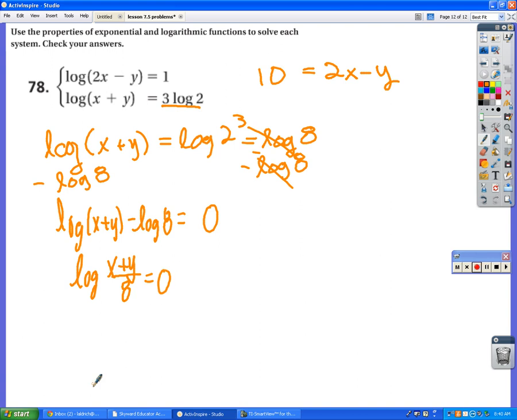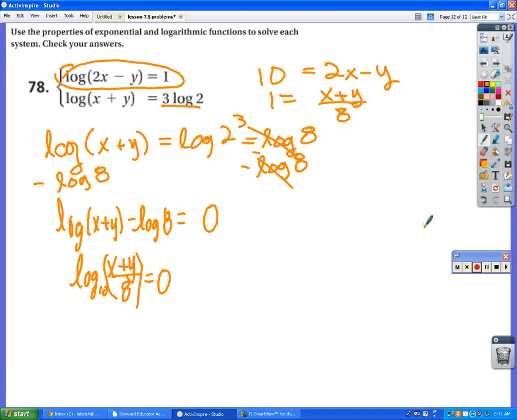And now that I have that reduced to a single log, what can I do? Do the 10 thing, because this is base 10. So I'm going to go this base number to this power. What's 10 to the 0? 1 equals this stuff right here. So 1 equals x plus y over 8.